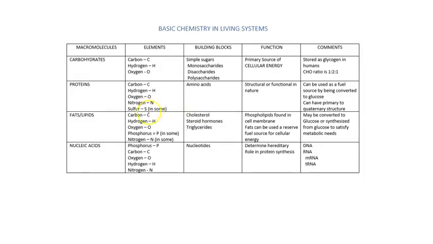Now let's go ahead and go to our chart. So as you can see here, we have carbohydrates. The different elements are carbon, hydrogen, oxygen. I didn't even put the ratio for here. Building blocks will be monosaccharides, disaccharides, and of course polysaccharides. But really the true monomer is going to be a monosaccharide. The polymer is a polysaccharide.